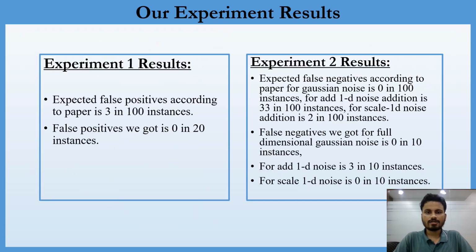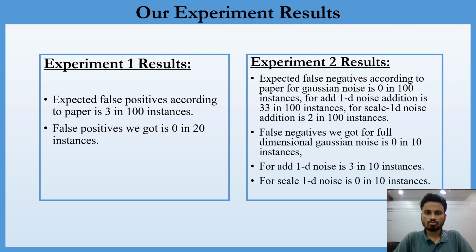These are our experiment results. We can see that for experiment 1, the expected false positive rate according to the paper is 3 in 100 instances, so that is nearly 3%. And what we have got is 0 in 20 instances. We have run this test for 20 instances because it is a very time-consuming test. The time complexity is high. So our result is nearly matching here.